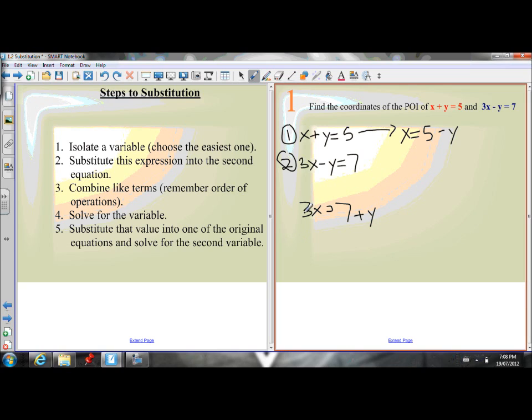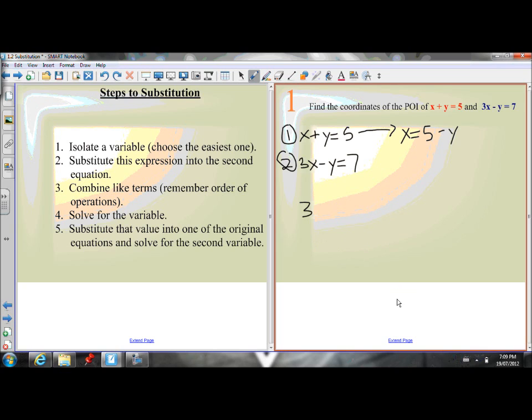And then, because I have 3 times x, I'd have to divide by 3 on the other side to get x by itself. So I'd have 7 over 3 plus y over 3. And you can see now I've got these fractions, okay? That's going to make a lot more work for us, even though you'll get the same answer in the end. So we're not going to isolate that.